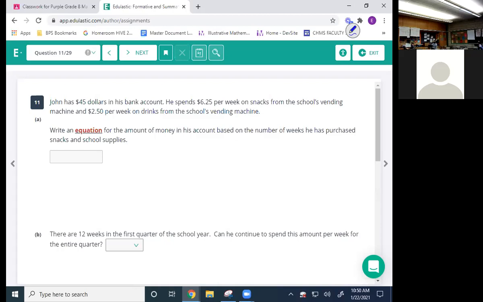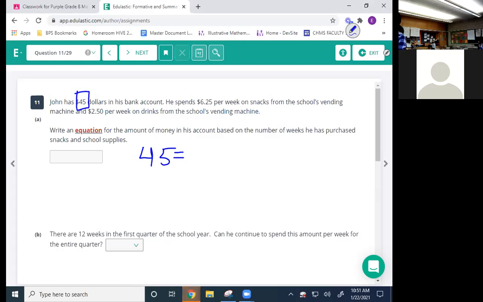What kind of form is our equation? If we're going to have two different variables here, and because we're going to have snacks and we're going to have drinks, what form are we going to write this equation in? Slope-intercept form or standard form? Remember, slope-intercept is like when you have y equals. But we say we're not going to be y equals this time. He only has $45 that he can spend. So it's not going to be y is equal to, it's going to be 45 is equal to, and then we have to look at the number of snacks and the number of drinks that he buys, or the number of weeks that he's buying these things.